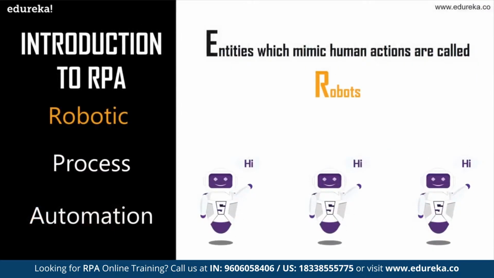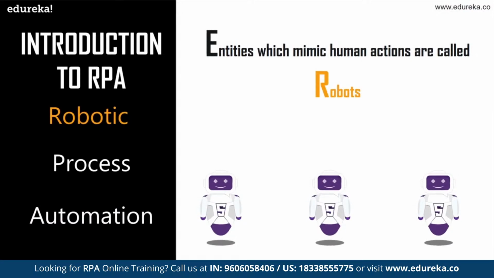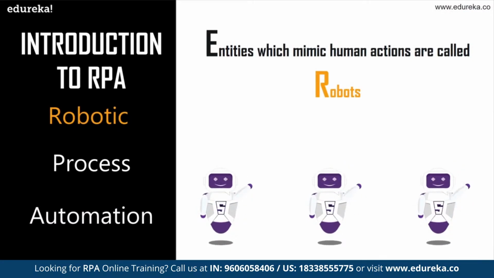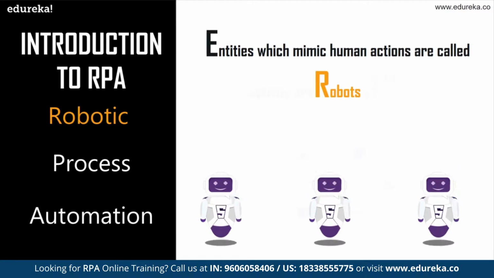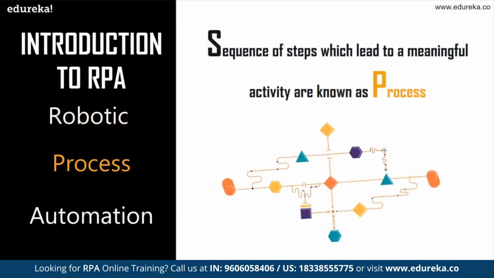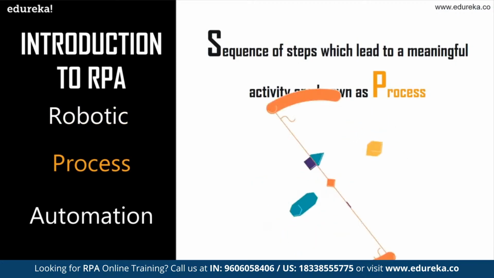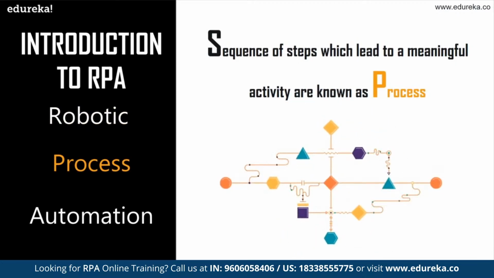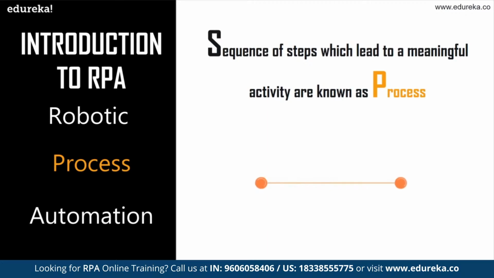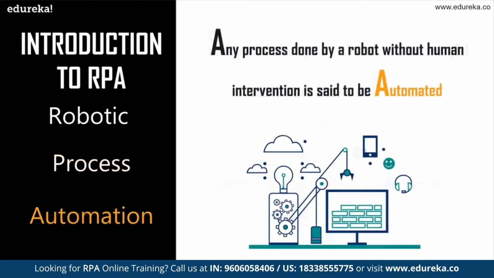Starting with robotics, robots are those entities which mimic human actions. So all the entities which mimic human actions are called robots. Now, every robot has to follow a sequence of steps to mimic human actions, right? Those sequence of steps are nothing but a process. And finally, coming to automation, automation is any process that is done by a robot without any human intervention. So any process that is done without any human intervention or with minimal human intervention is said to be automated.